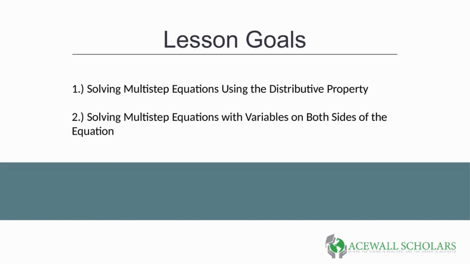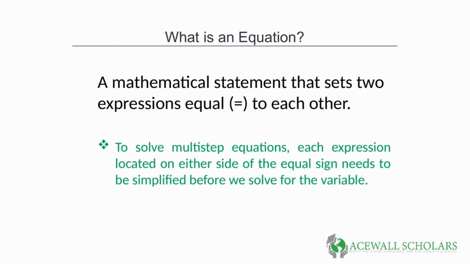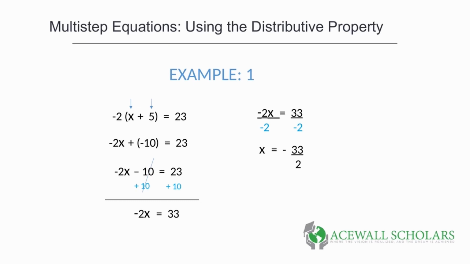So let's begin. As a review, what is an equation? Well, an equation is a mathematical statement that sets two expressions equal to each other. To solve multi-step equations, each expression located on either side of the equal sign needs to be simplified before we solve for the variable. So let's look at an example. First, we will look at multi-step equations using the distributive property.